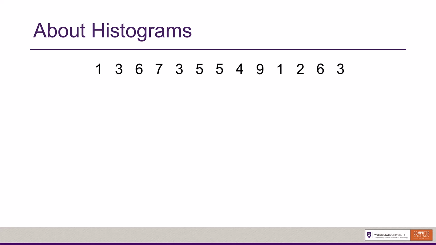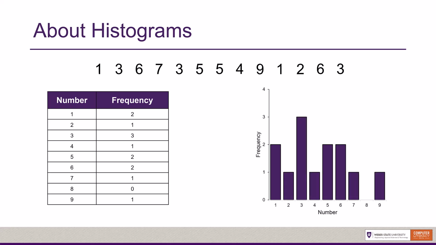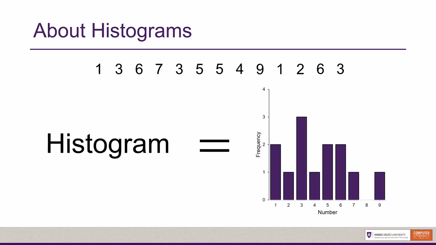Our data can be represented by this table. Now, we'll represent this information with a bar graph. This graphic representation is what is referred to as the data's histogram.